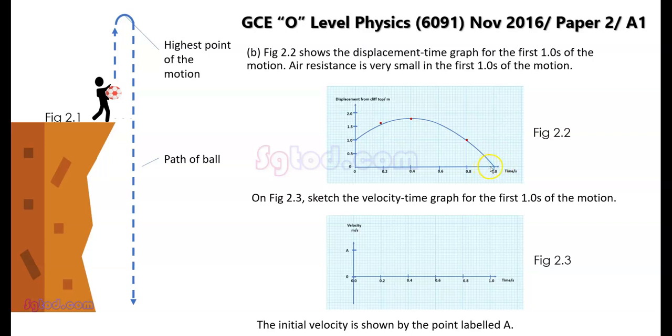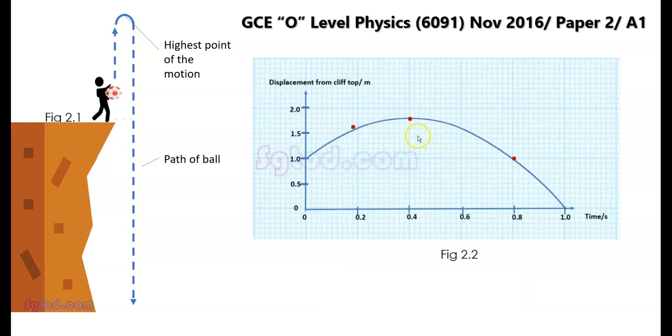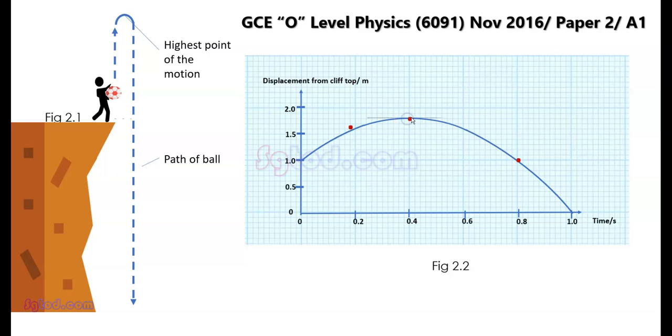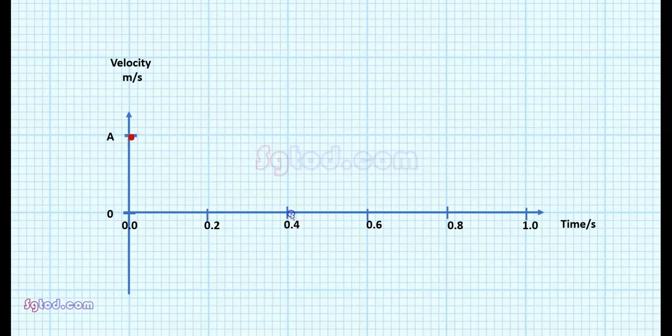Next, we look at this highest point, where the tangent to the graph is a horizontal line. The gradient of the tangent to the displacement time graph gives the velocity of the ball. A horizontal tangent means the gradient is 0, and that means the velocity of the ball at this point is 0. Now, this is a good point to choose in plotting the graph because we know the time is 0.4 seconds and the velocity is 0. So with these 2 points, we can easily sketch out the velocity time graph.